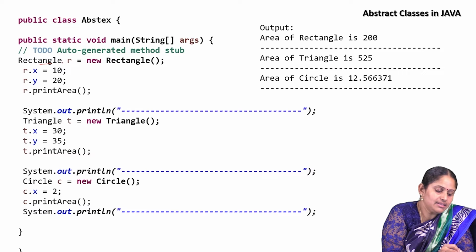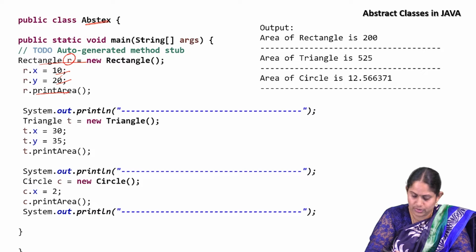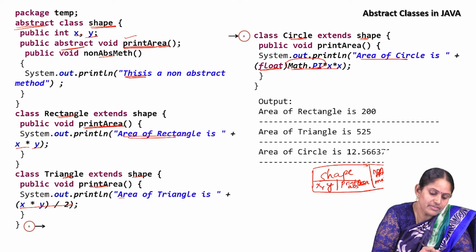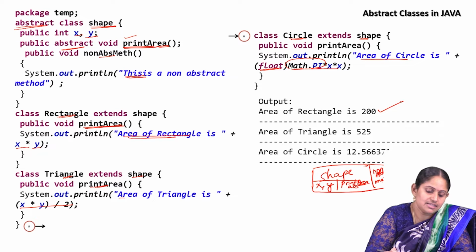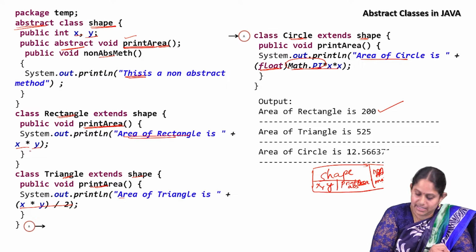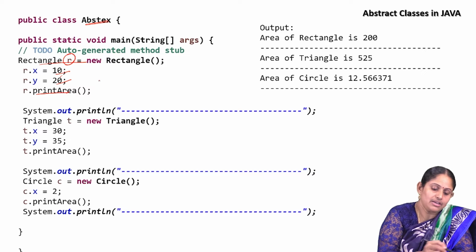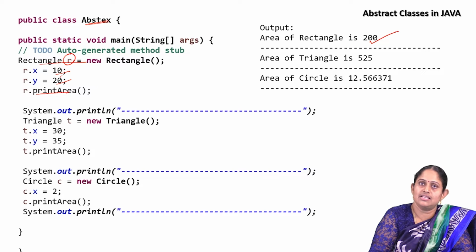Now inside the test class abstract, we are creating the object of rectangle and initializing the rectangle's length and breadth to 10 and 20, and we are calling print area. When you call print area, this statement will be printed: area of rectangle is 10 into 20, and you get the output: area of rectangle is 200.